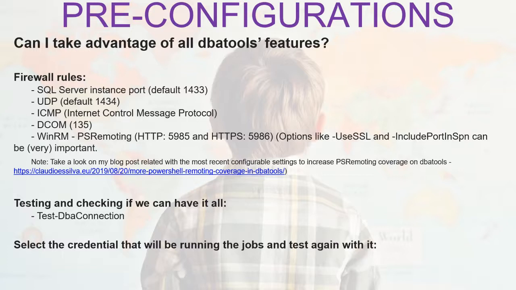Also, I suggest that you select a credential, a service account or something like that, that will be running the jobs. And you should test again. So the best way to do it, if you have a specific service account, not your nominal account, is to open a PowerShell session with a run as, use that account, and then you can test. Of course, you will need an account that currently has access to the SQL Server instance, and not only go by the firewall rules.